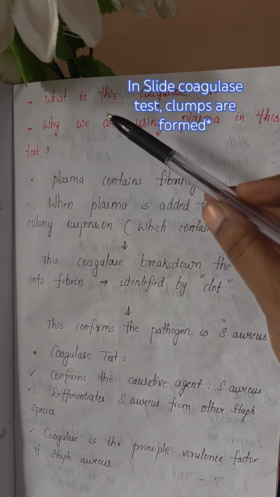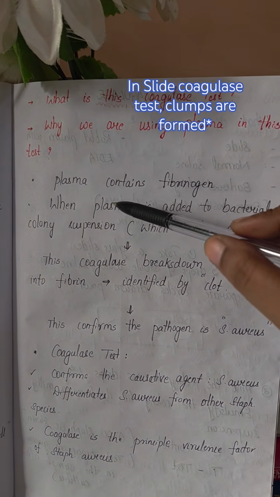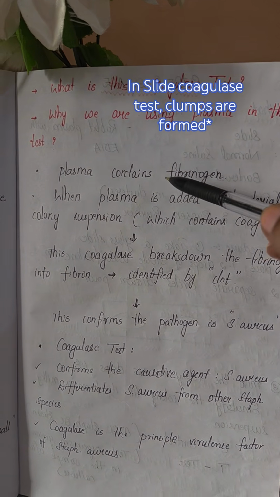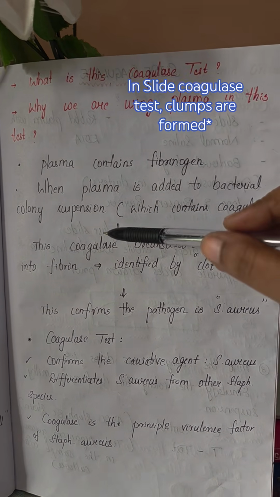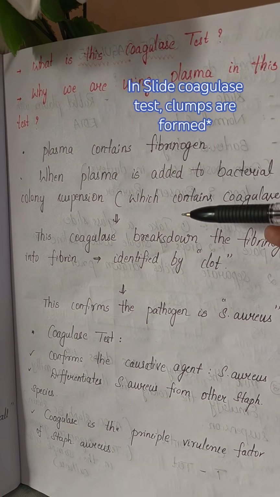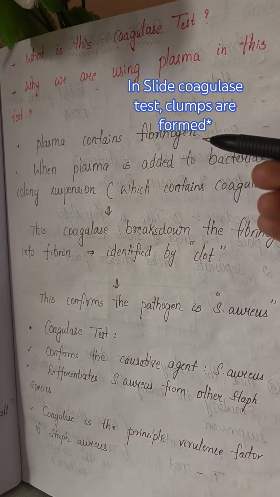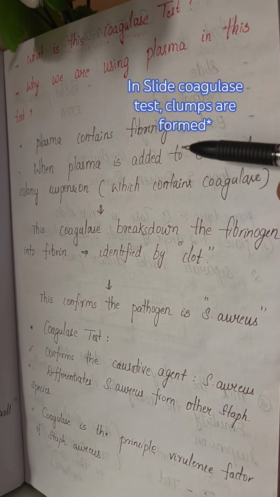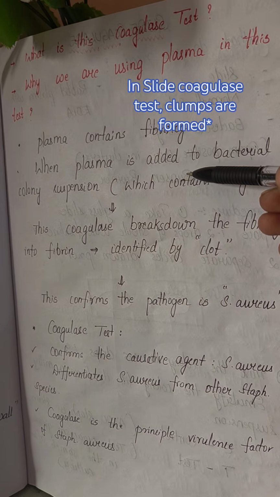Then we are seeing what the coagulase test is and why we are using plasma in this test. Plasma, as you all know, contains fibrinogen. So when plasma is added to the bacterial colony suspension that contains the coagulase enzyme in secreted form or bound form, the coagulase breaks down the fibrinogen present in the plasma into fibrin, resulting in clot formation.